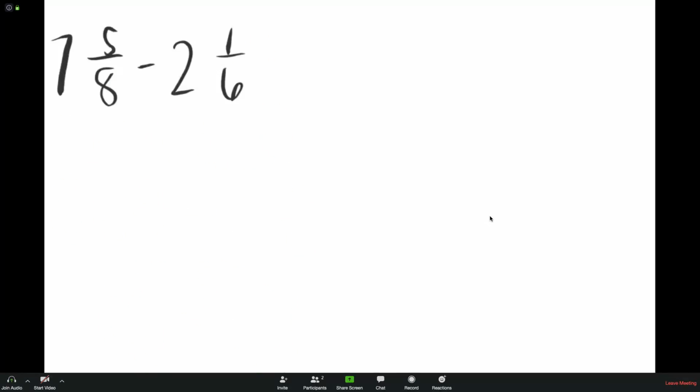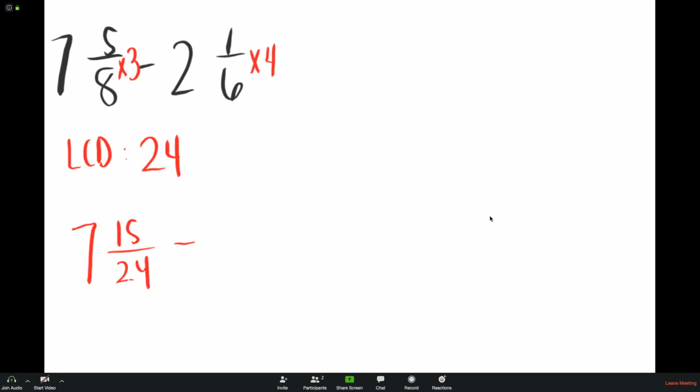Let's go over another one. So here, again, we don't have the same denominator, so we need to find the LCD. And if we do our multiples, we'll figure out that our LCD is 24. And to get from 8 to 24, we're going to need to multiply this fraction by 3. And to get from 6 to 24, we're going to multiply this fraction by 4. So our new fractions are going to be 7 and 15 over 24 minus 2 and 4 over 24.